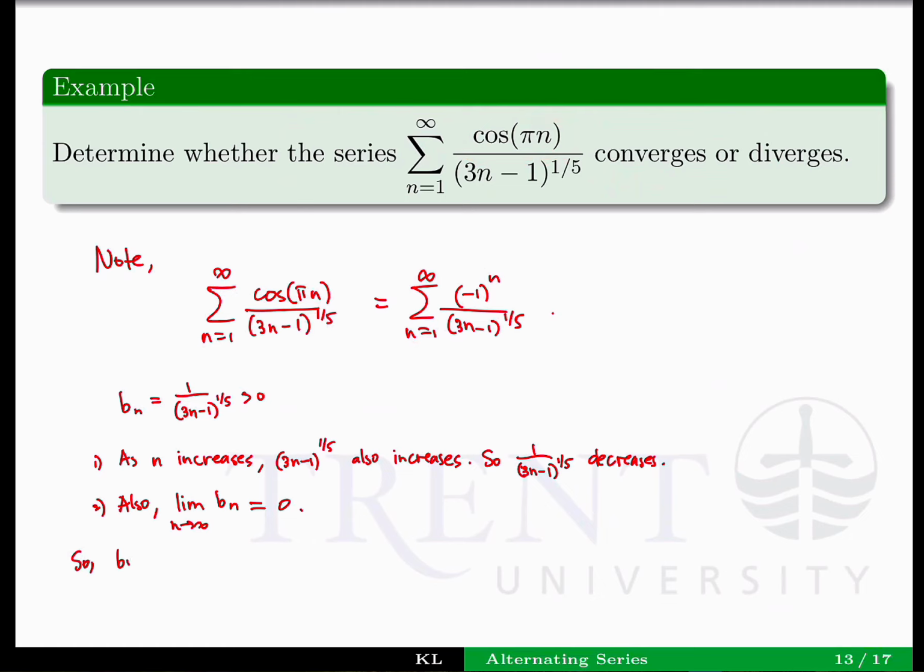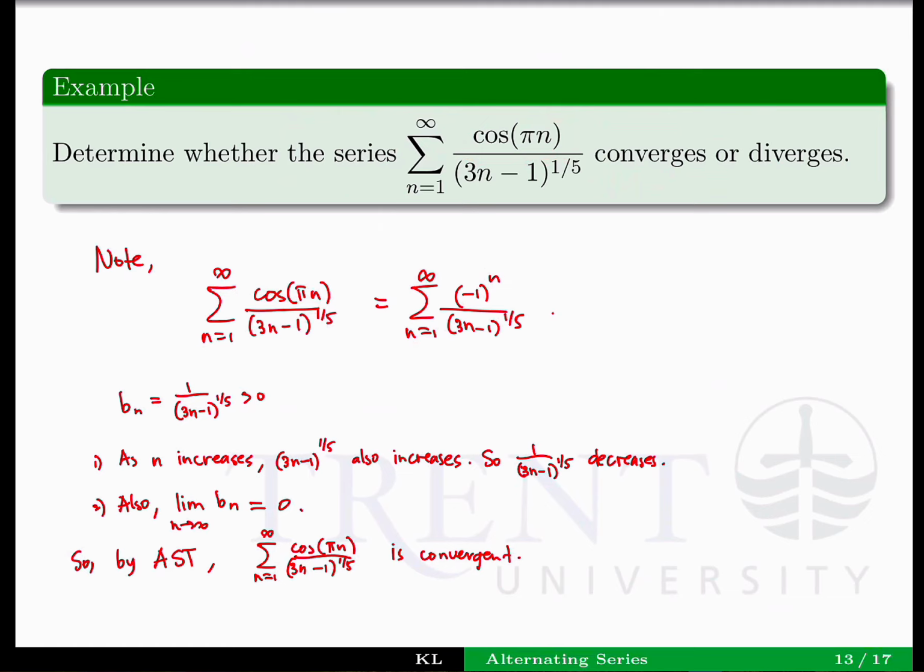So, by alternating series test, the series cosine pi n over 3n minus 1 raised to 1 over 5, from 1 to plus infinity, is convergent. Okay?